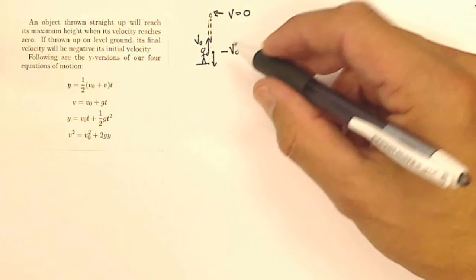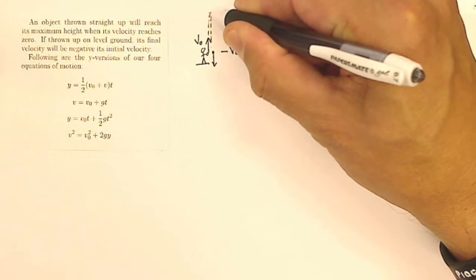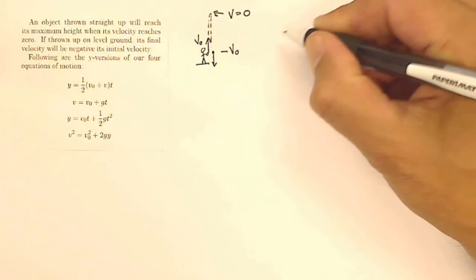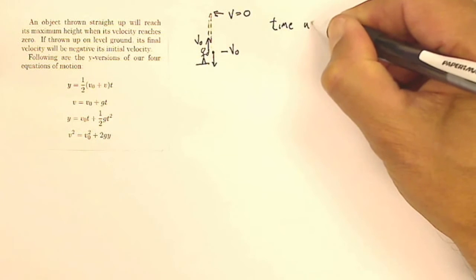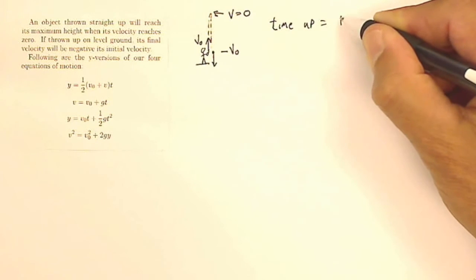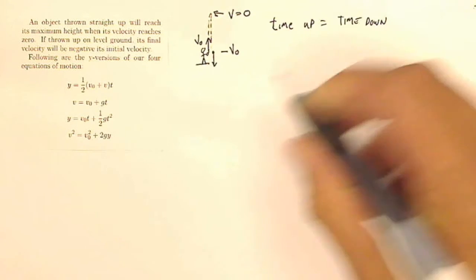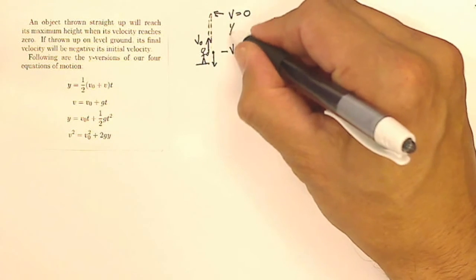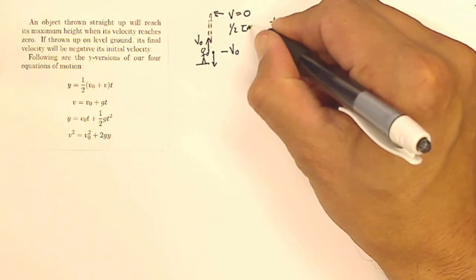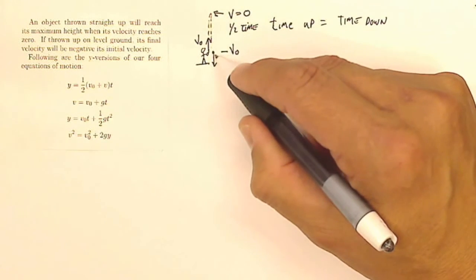The third thing is that the amount of time it takes to go up and down, the amount of time up is going to equal the amount of time down. So time up is going to equal time down, which means it reaches its maximum height at half the time. So that's going to be half the time, assuming that it's on level ground. So if it goes up and back down to the same position.